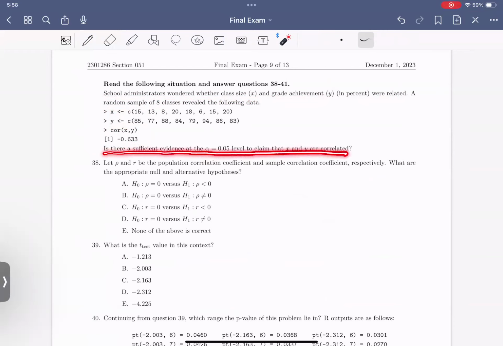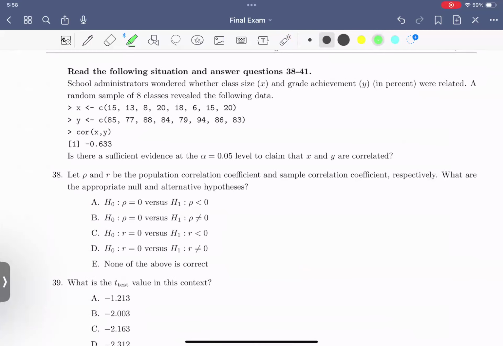So question 38, they're going to ask you for the appropriate null and alternative hypothesis. From the theory that we learned, the null and the alternative hypothesis should be choice B, right? Not r for sure, because r is not the population parameter. It's just a statistic to estimate rho. So you have to answer in terms of rho. And choice B is the correct one because you actually want to test whether they are correlated or not. So it's going to be choice B.